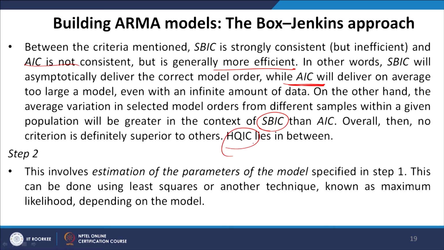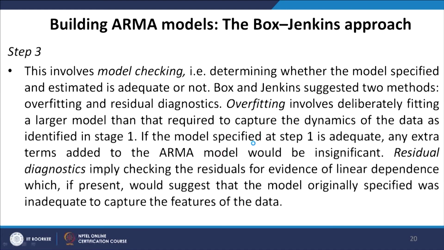Then talking about step 2, this involves estimation of the parameters of the model specified in step 1. This can be done using least squares or another technique known as maximum likelihood, depending on the model. In step 3, we go for model checking, that is, determining whether the model specified and estimated is adequate or not. Box-Jenkins suggested two methods, first overfitting and then residual diagnostics.